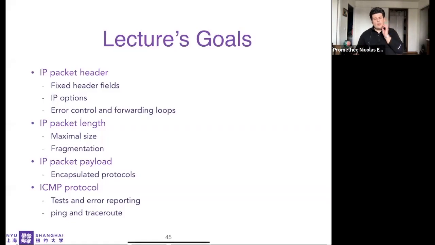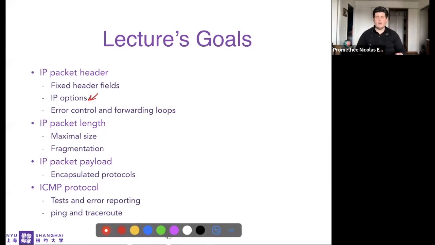So the goal is to check the header. As for TCP, we will see that IP will have options, all right? We'll basically see what things are in place to be able to control errors, but only in the header. We don't care about errors in the data, the payload, and how to prevent forwarding loops, because the packet, if trapped in a loop, may loop forever.